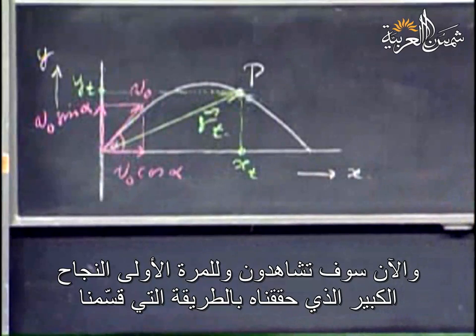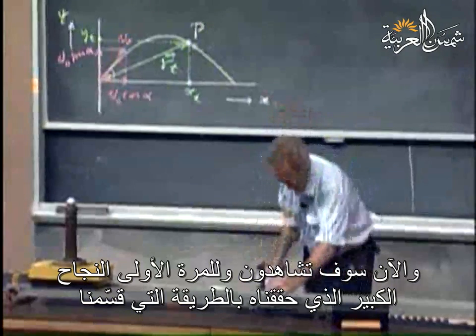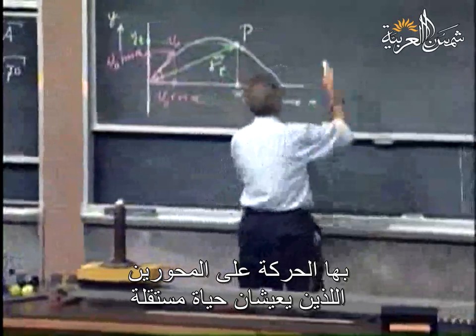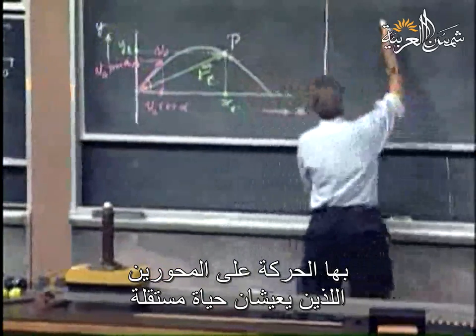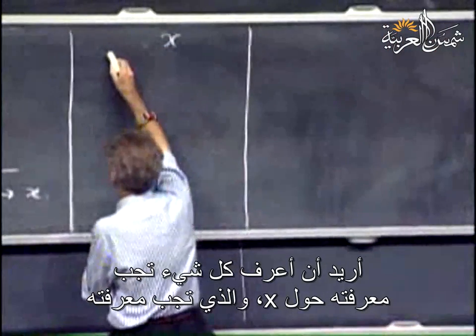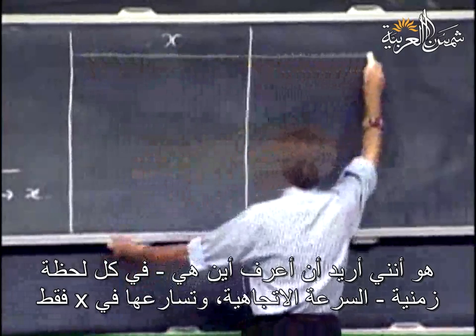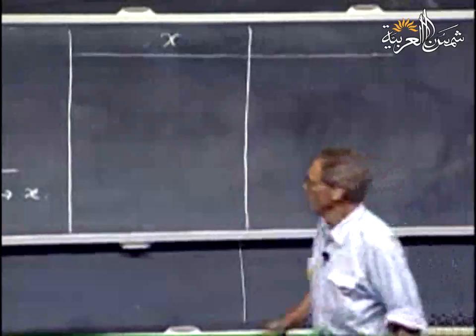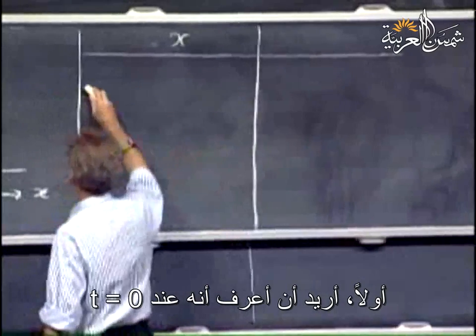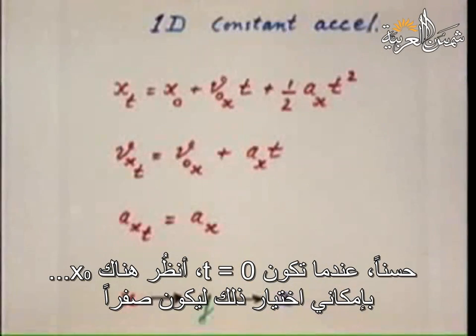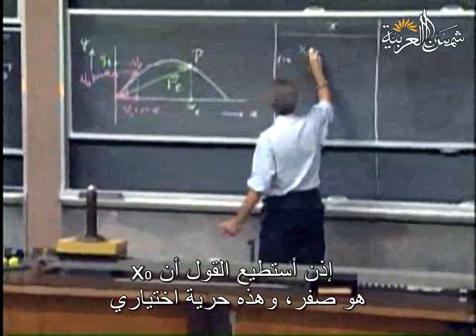And now you're going to see, for the first time, a big gain by the way that we have divided the 2 axes, which live an independent life. First x. I want to know everything about x that there has to be known. I want to know where it is at any moment in time, velocity and the acceleration, only in x. First, I want to know that at t equals 0. Well, at t equals 0, I look there, x0, I can choose that to be 0. So I can say x0 is 0, that's my free choice.